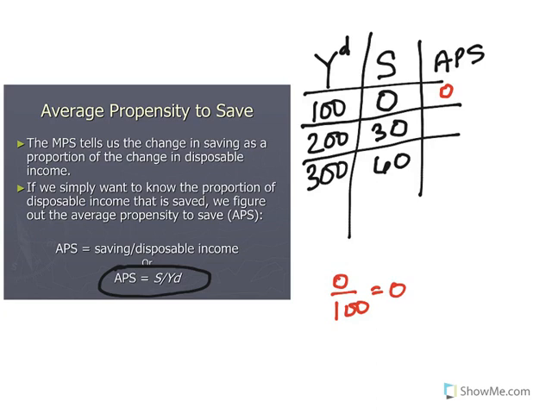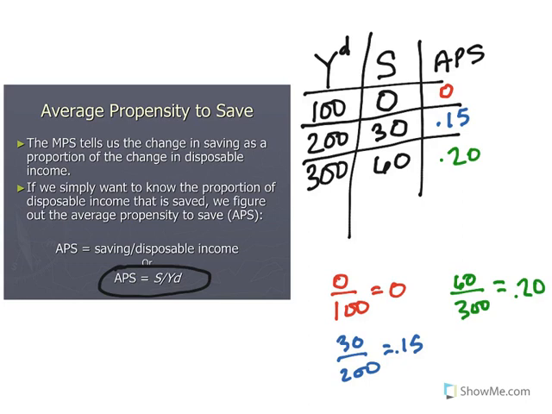When disposable income increased to 200, saving increased to 30. So we would just do 30 divided by 200. And so mathematically, we come up with 0.15. So on average, when disposable income is $200, on average we save 15% of it. And then we can do the same thing for when disposable income is 300. We look and see saving is 60, divide it by 300, and so we can see with that the APS is going to have a value of 0.2.